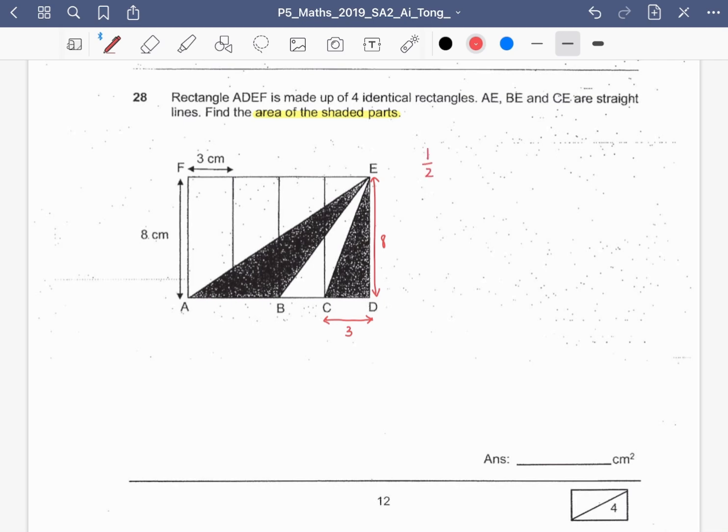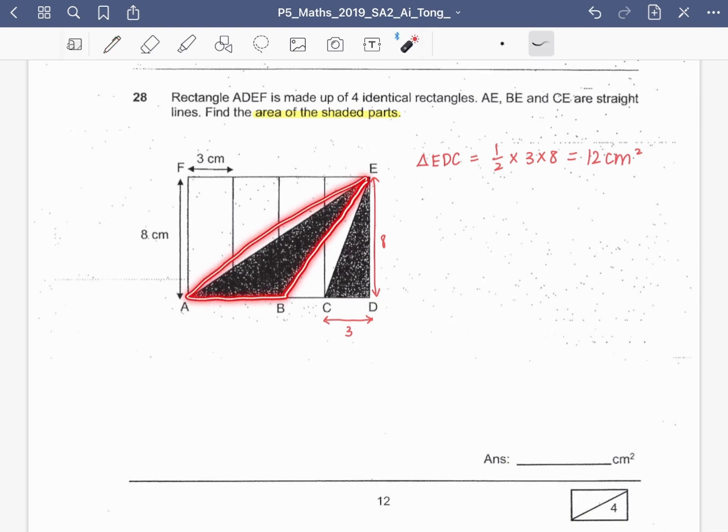So let's name it so that we don't get confused. Triangle EDC is equals to half times base times height. And we will get 12 cm square. Now, how do we find the other triangle? I can't seem to find a nice height.